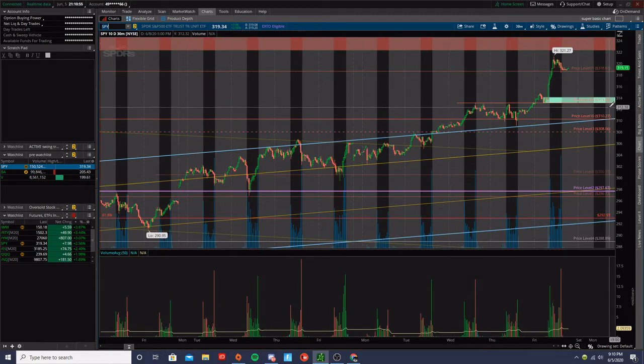And I would wait for a pullback around this 314 area. This is where I would look to go long. 315, 314 area, and again, we have this resistance right around 322, so you can watch for a possible pullback if we test that area. So that's on SPY.